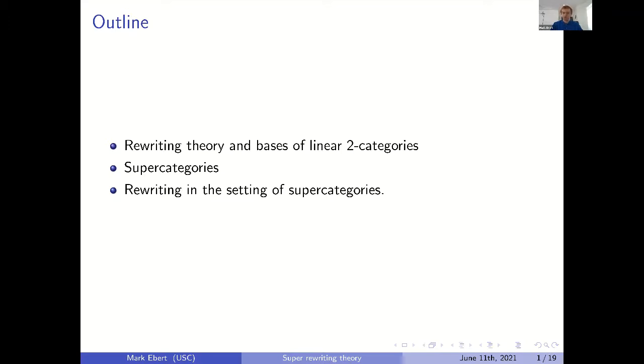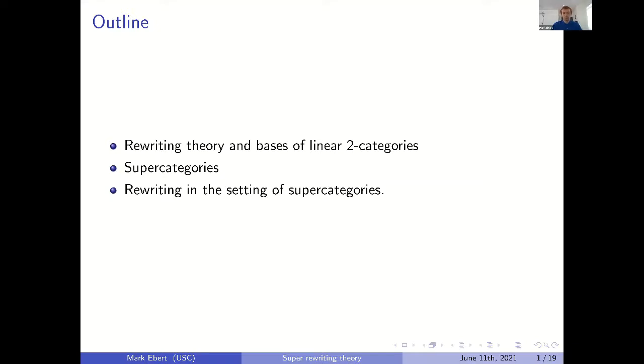More recently, categorified superalgebras have been a topic of interest, and categorified superalgebras are not linear two categories, but something called two supercategories, which have a superinterchange law instead of the normal exchange law that you see in a two category. As such, we are interested in finding methods to find bases of two-morphism spaces in two supercategories.